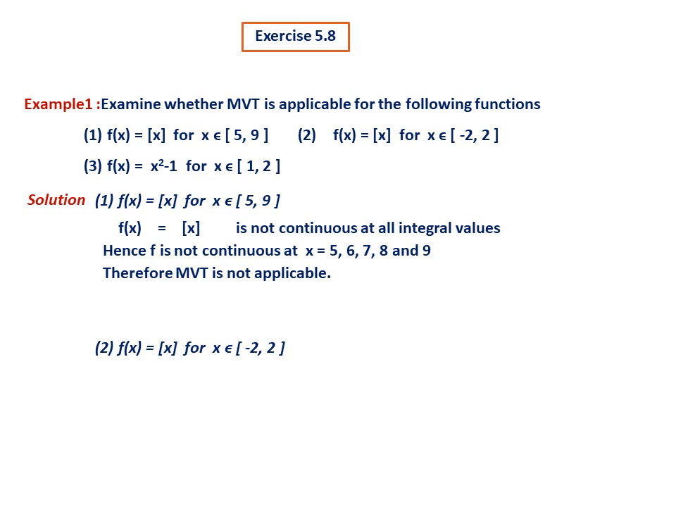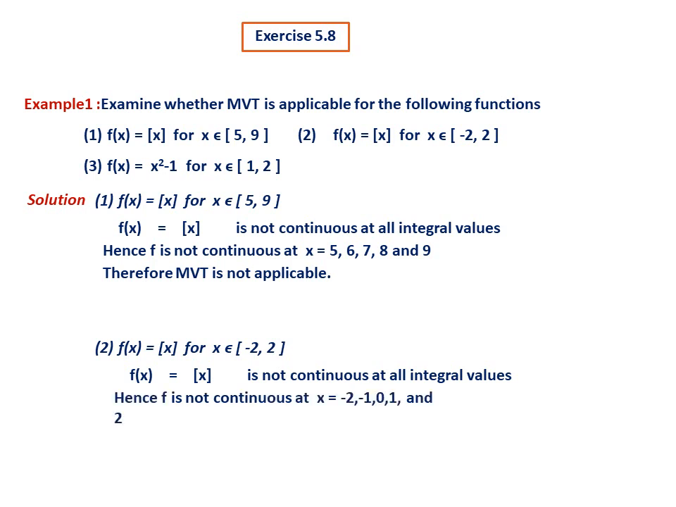Same reason for the second also, because the only change is the interval. So, f of x is greatest integer function once again, and the given interval is minus 2 to 2. Once again, this is not continuous at all integral values. What are the integral values for this one? Minus 2, minus 1, you can see here, then 0, 1 and 2. Therefore, mean value theorem is not applicable for the second function also. These are the reasons.